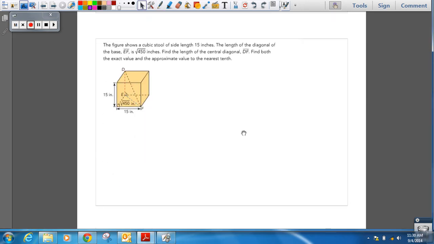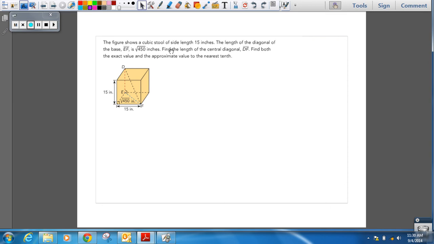Our last problem here is the figure shows a cubic stool of side length 15 inches. The length of the diagonal of the base, EF, is square root of 450 inches. Find the length of the central diagonal, DF. Find both the exact value and the approximate, so this time is both. That 450 is representing the length of the diagonal EF, so that square root of 450 is here. We know this height on the right triangle is 15. And we are trying to find the central diagonal length here, which actually is our C.